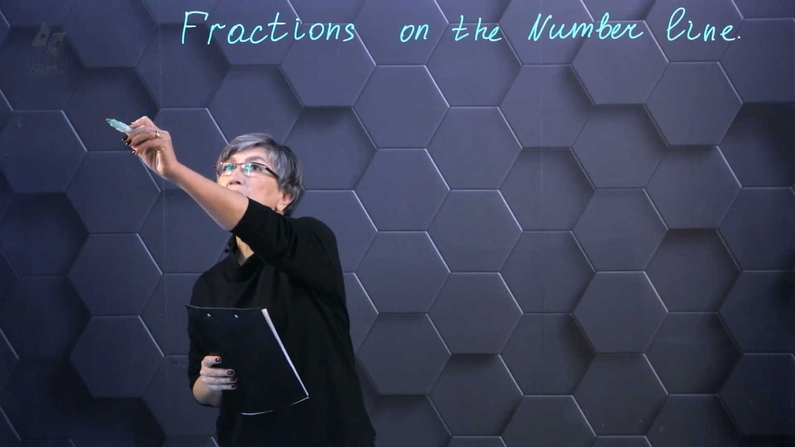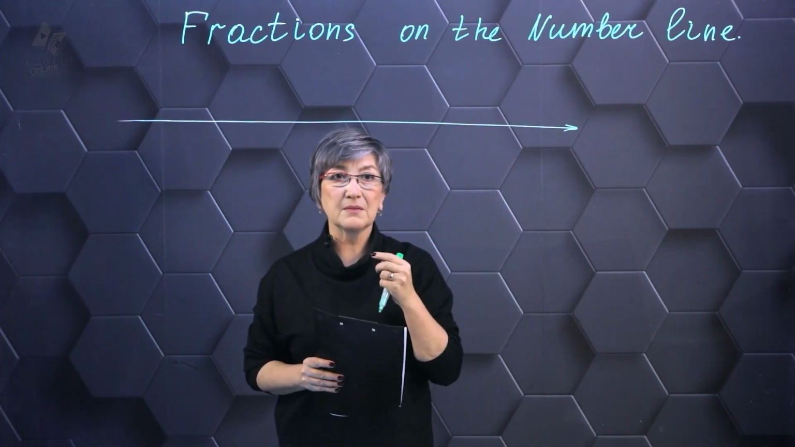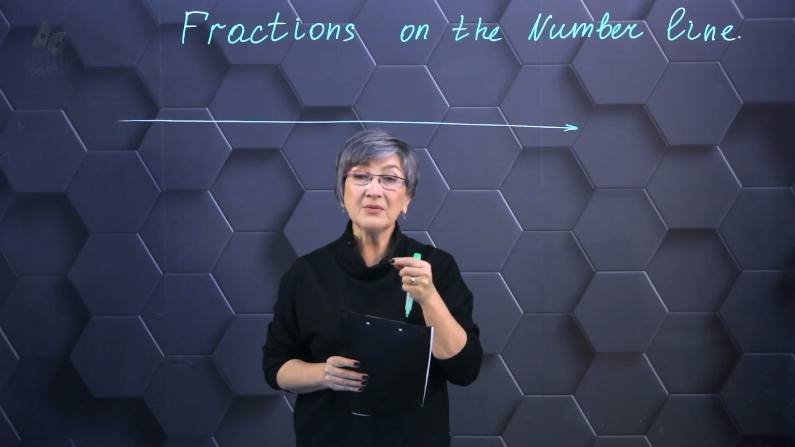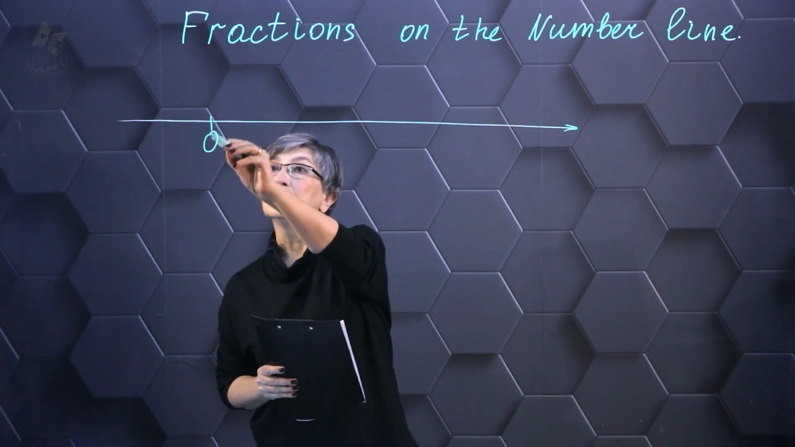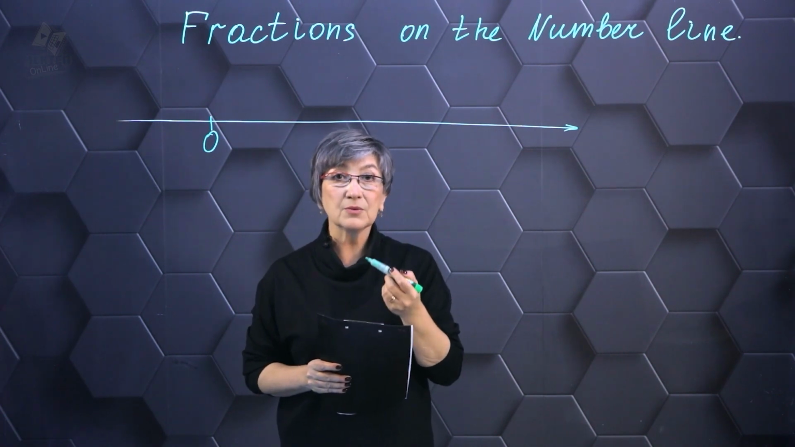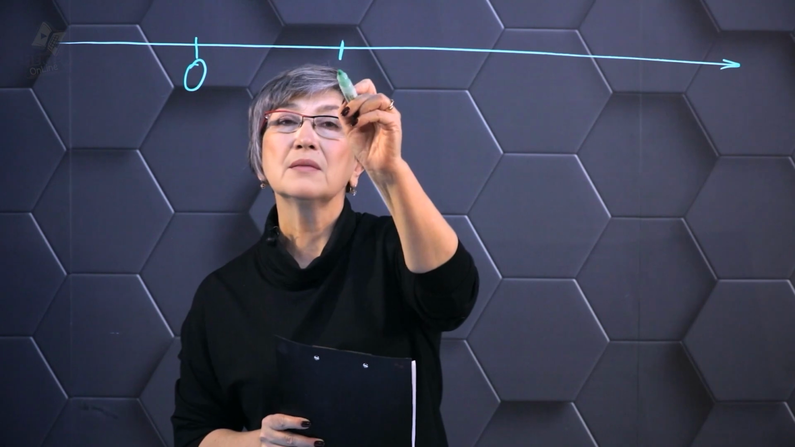Well, the fact is that a coordinate line is defined by three positions. The first position is the beginning of the report. That is, we need to understand where the beginning of the report is. Let's say, at this point I put the number 0, so that's the beginning of the report. The second position is the direction. And the third position is the so-called unit segment, that is, the distance after which I write the number 1.